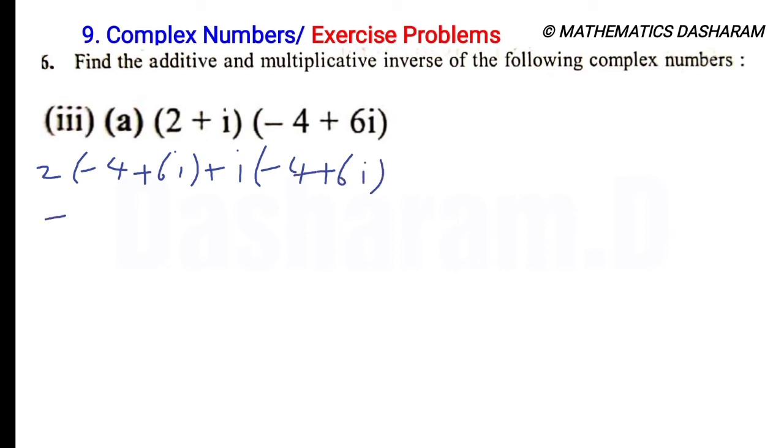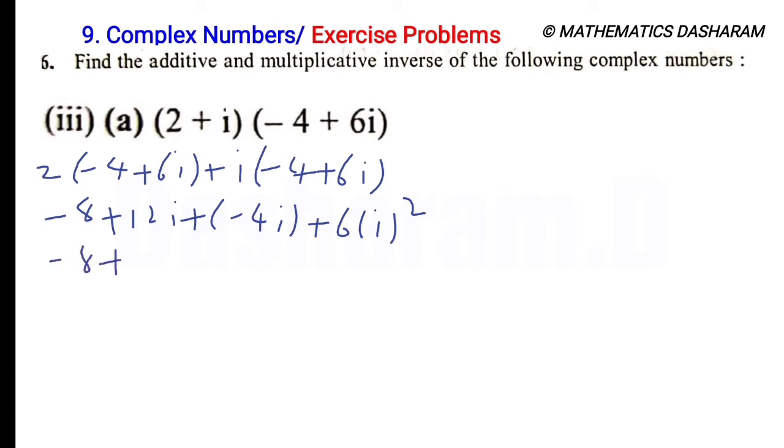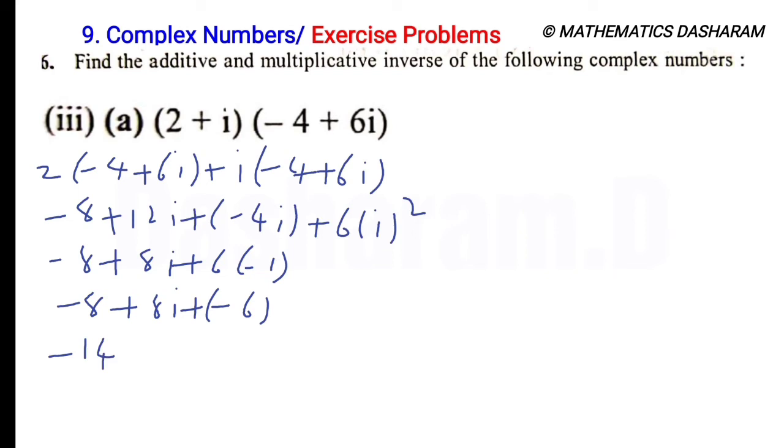So 2 into minus 4 is minus 8, plus 6 2s are 12i, plus i into minus 4 is minus 4i, plus i into 6i, so 6 into i square. So minus 8, 12i minus 4i is 8i, and plus 6 into i square, which is minus 1. So minus 8 plus 8i plus 6 into minus 1 is minus 6. So it is equal to minus 14 plus 8i. Now it is converted into x plus iy form.